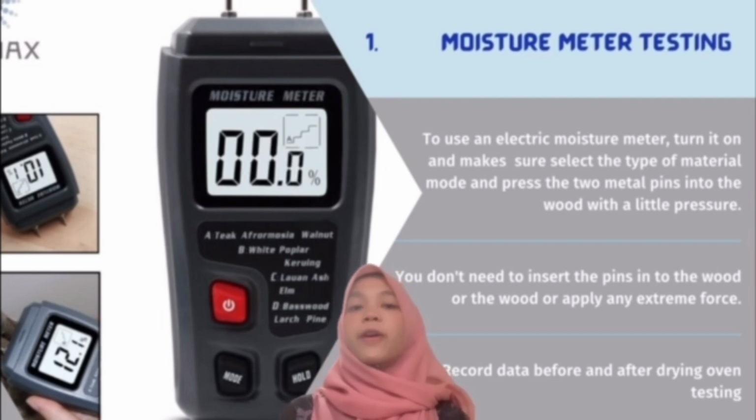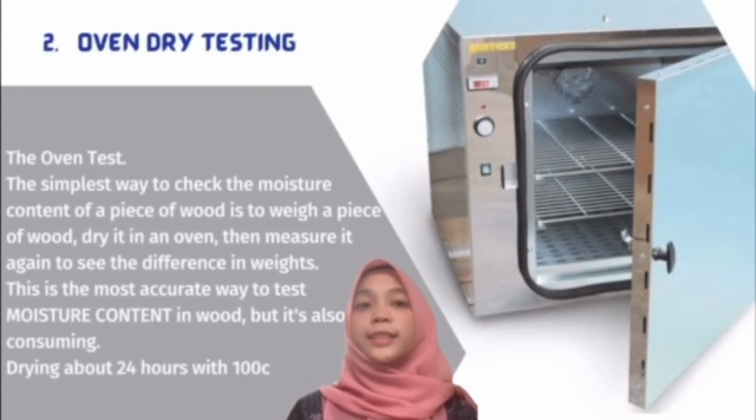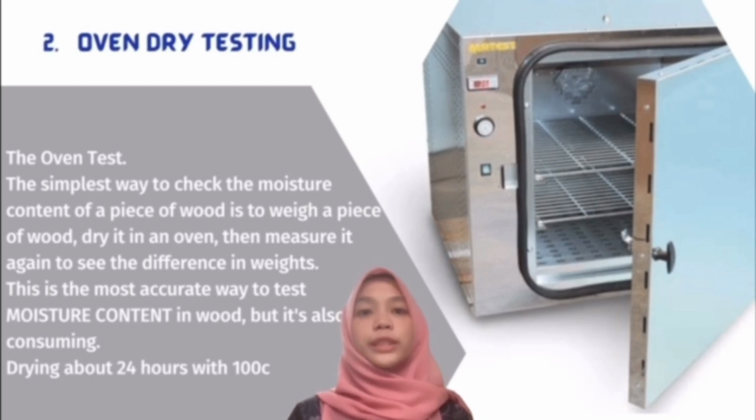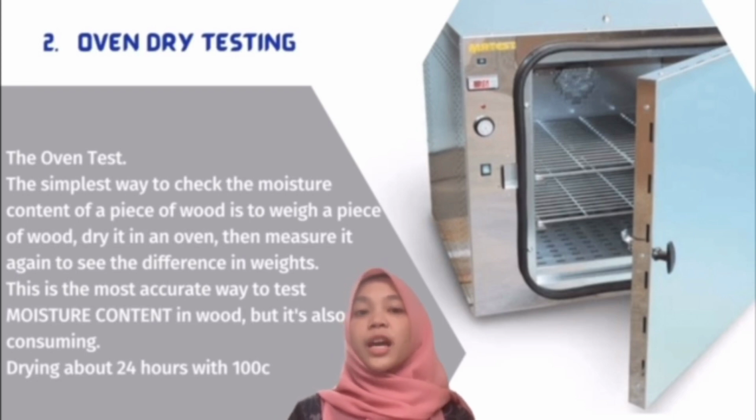Record data before and after the drying oven testing. After that is the oven dry test. The simplest way to check the moisture content of a piece of wood is to weigh a piece of wood, dry it in an oven, then measure it again to see the difference in weights. This is the most accurate way to test moisture content in wood, but it's also time consuming. Drying takes about 24 hours at 100 Celsius.